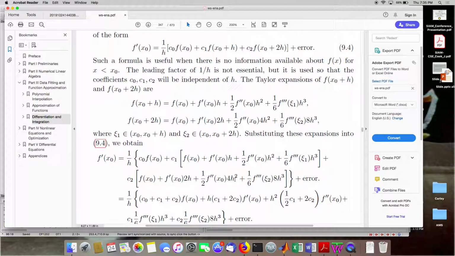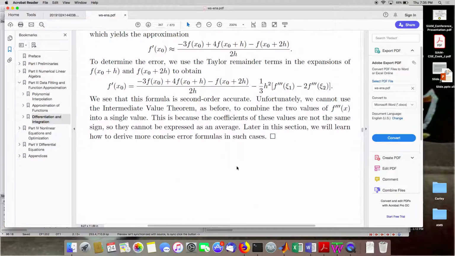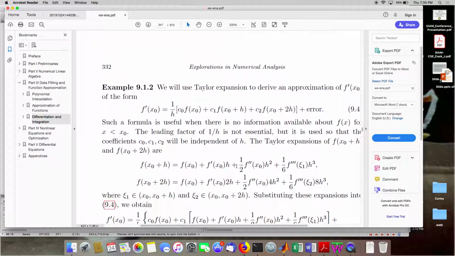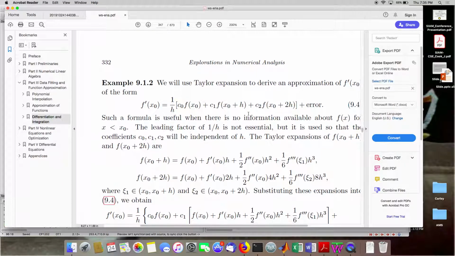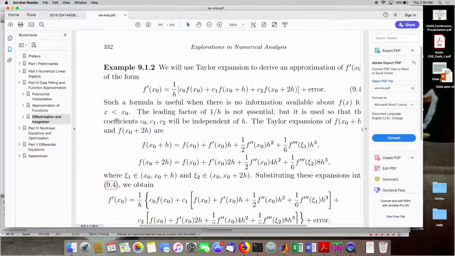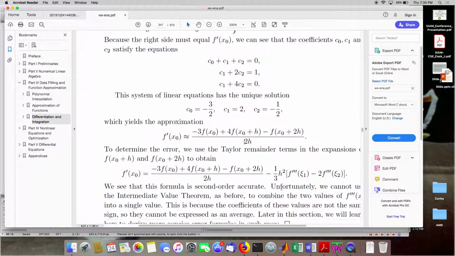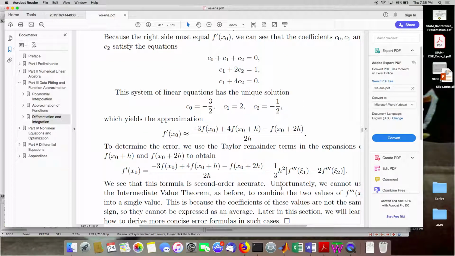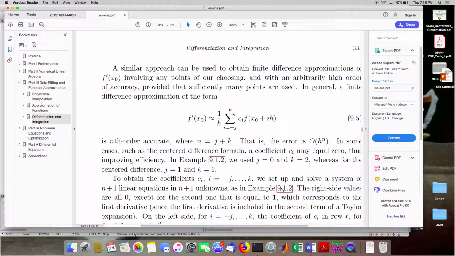Okay, here is the approximation I just stepped through. What I did here in the book was actually factor 1 over h out of the approximation, so that C0, C1, C2 would just be numbers. In retrospect, that's probably a better way to present it, but I just didn't think of that here. But you get the same result that is second order accurate. So that's one approach.